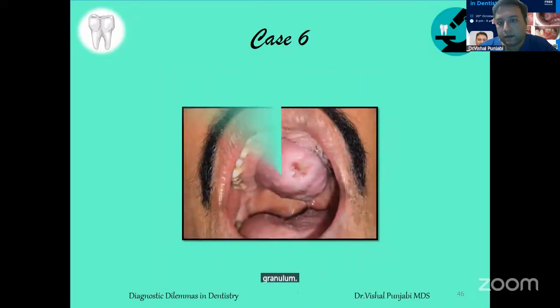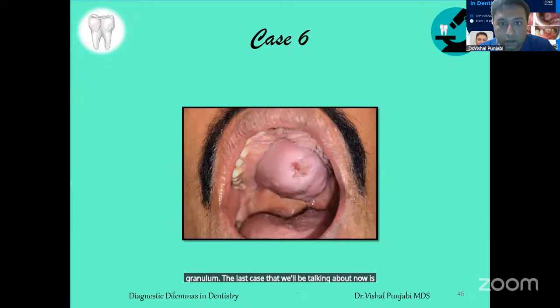The last case that we will be talking about now is a lesion on the hard palate. Here we can see that the entire part of the hard palate is having this particular growth. We had good illumination here. We could see that this is the entire mass of the tissue which is formed here. And what we are seeing over here is the entire tumor mass.